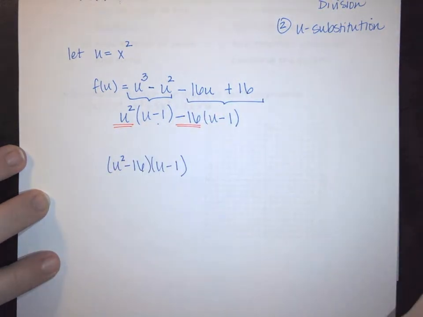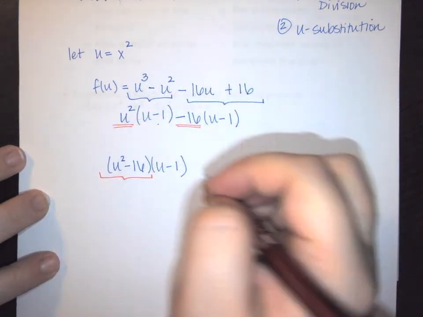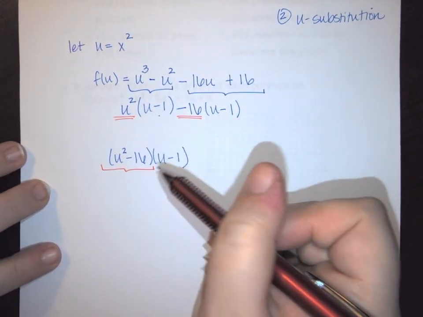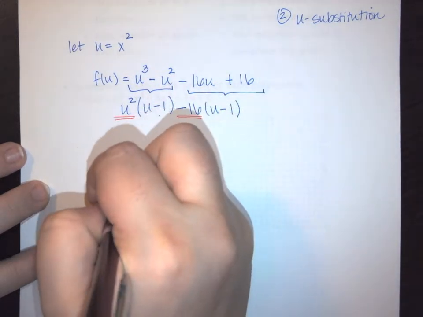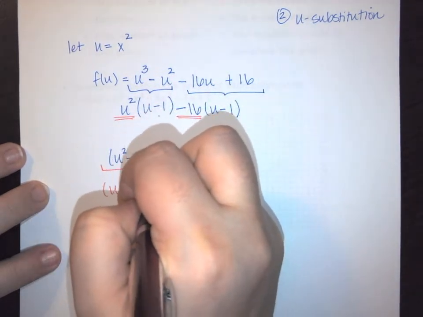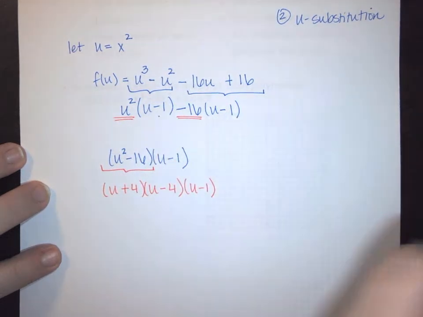Now with that, we can keep going. This one right here is actually going to be u plus 4 times u minus 4 times u minus 1.